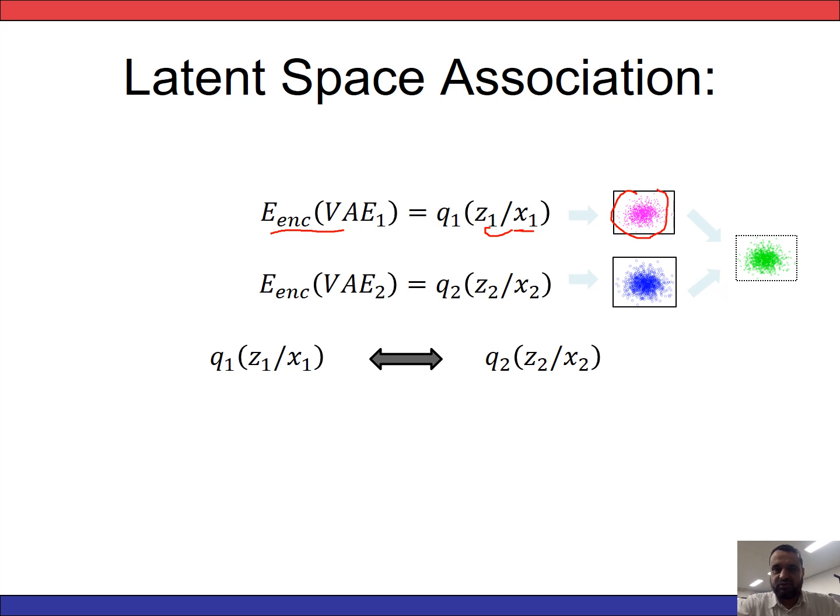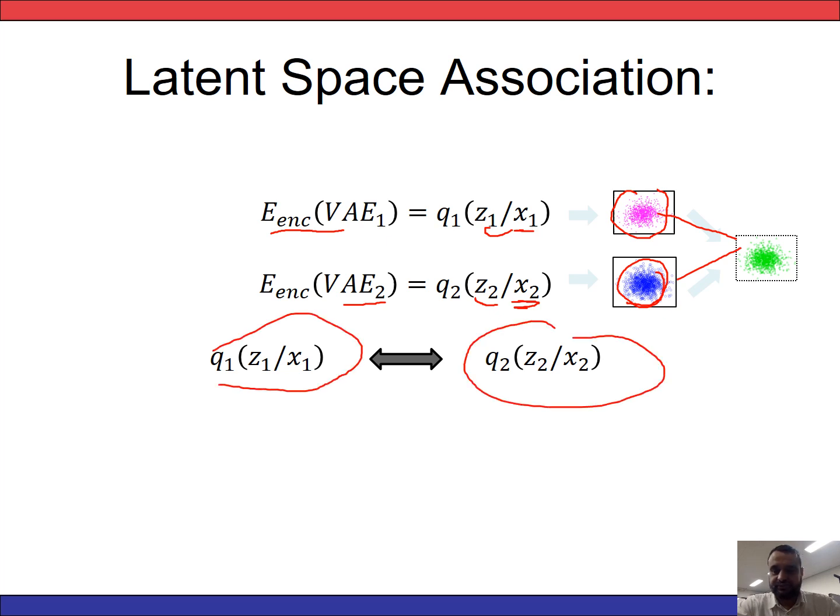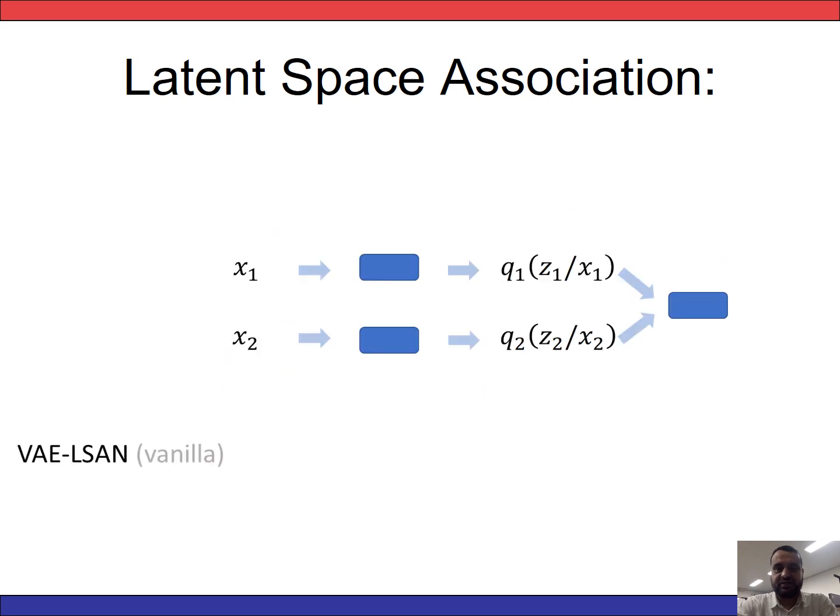And similarly, we use another variational autoencoder that takes the images from the other domain and then encodes it to its corresponding representation, this blue distribution, and then we combine those two distributions here, and then we can just go from one distribution to the next distribution. This is just an abstract representation of our idea.